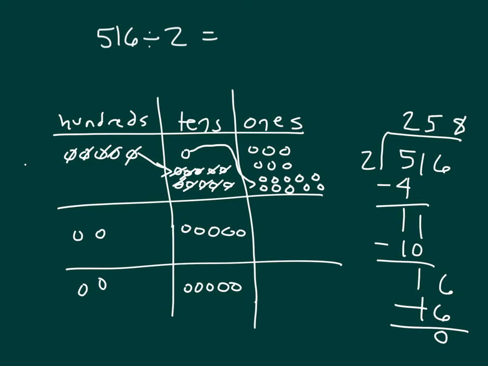and to show that last step within our place value chart, it's much the same way. 1, 2, 3, 4, 5, 6, 7, 8, 9, 10, 11, 12, 13, 14, 15, and 16, so that there are 8 ones, 5 tens, and 2 hundreds, or the number 258.